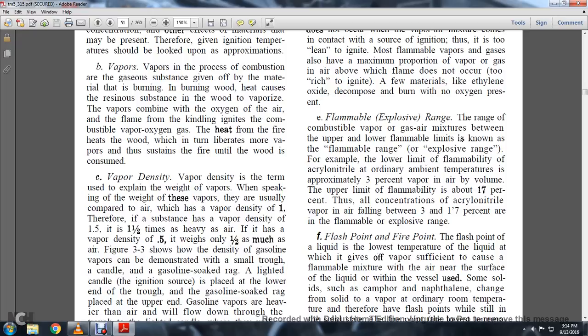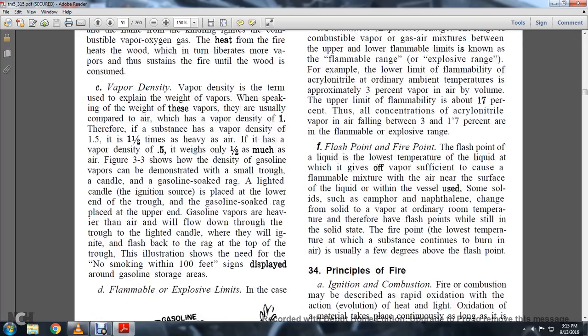The flammable or explosive range: the range of the combustible vapor, gas, or air mixture between the upper and lower flammable limits of liquids is known as the flammable range, or explosive range. For example, the lower flammable limit of acrylonitrile at ordinary ambient temperatures is approximately 3% of the vapor and air volume. The upper limit of flammability is 17%. All concentrations of acrylonitrile vapor in air falling between 3 and 17% are in the flammable explosive range.